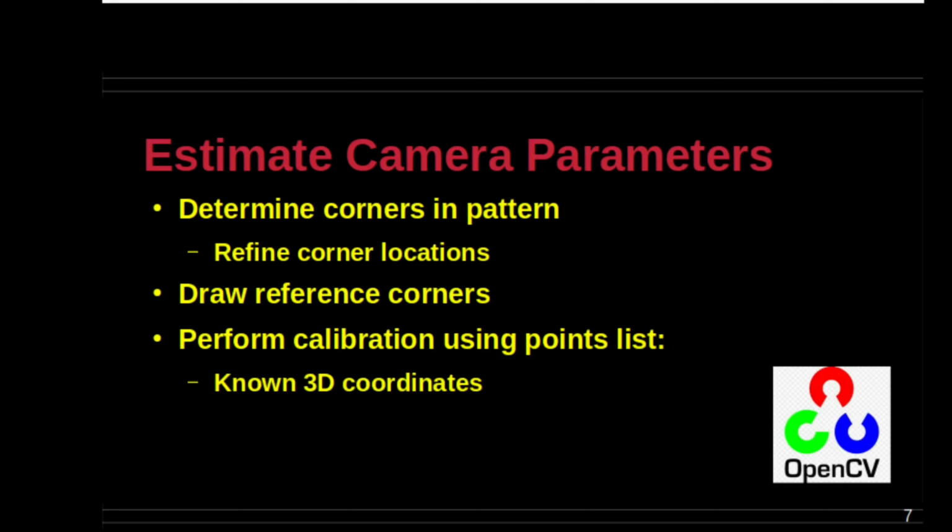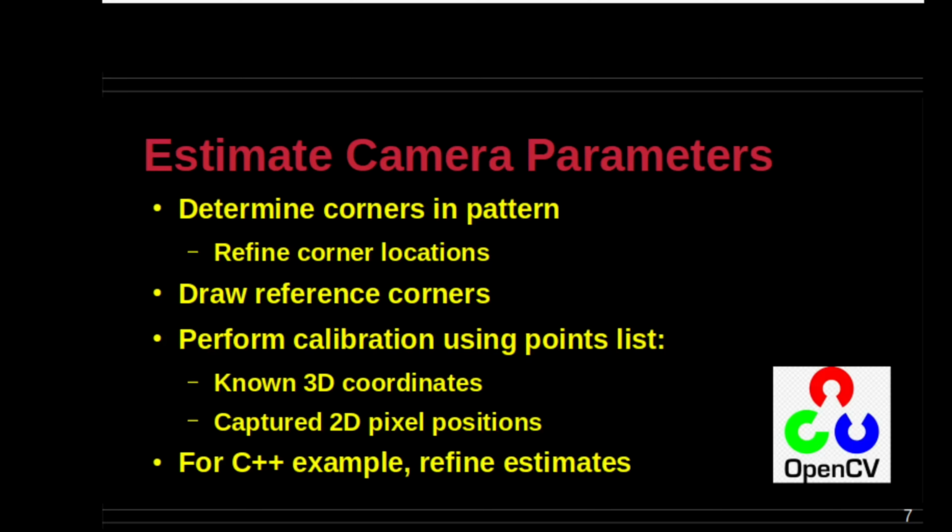The calculation assembles a list of 3D points based on the input data pattern, that is, the number of columns and the number of rows, as well as the square size. Whatever units are used for the square size, the results will be estimated in the same set of units.